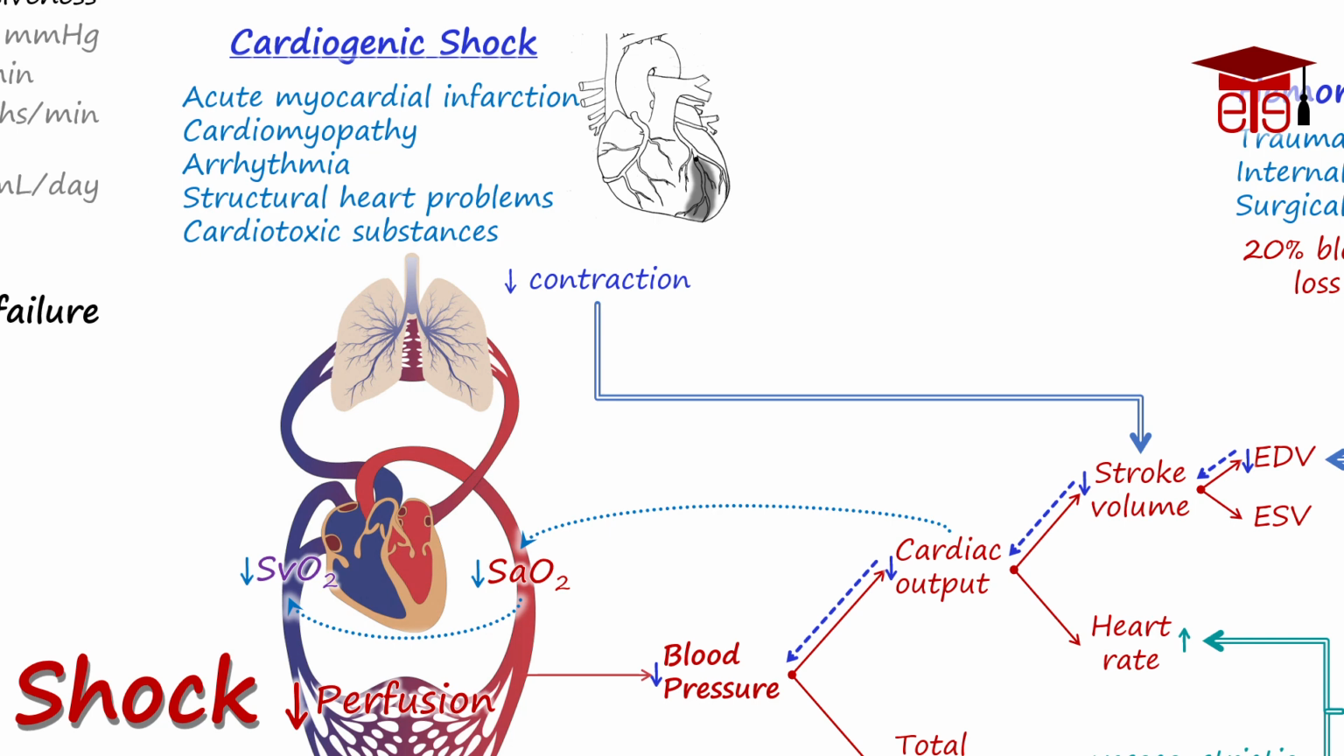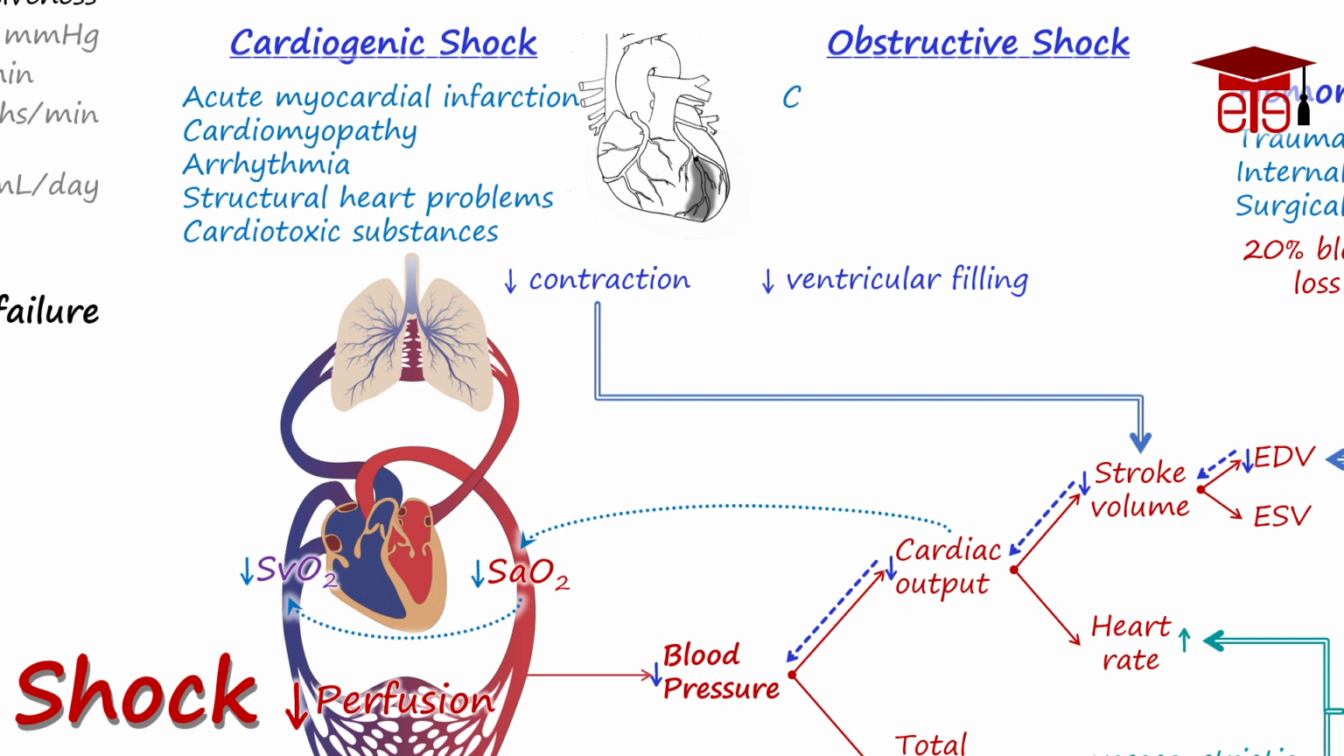This results in cold and clammy extremities. So cardiogenic shock is also a cold shock. The third type of shock is obstructive shock, which occurs when there's an obstruction to cardiac outflow or ventricular filling, impairing the heart's ability to pump blood effectively.